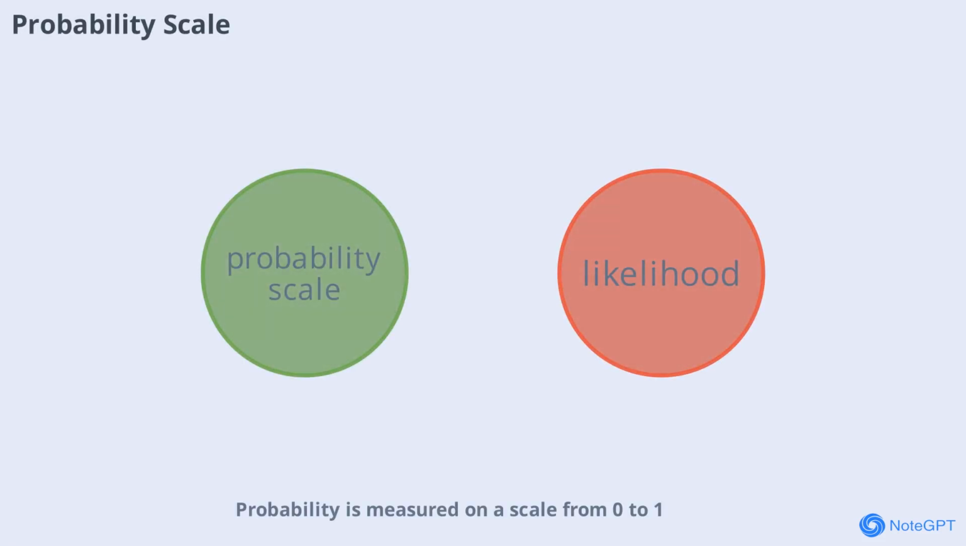Probability is measured on a scale from 0 to 1. Probability of 0 means an event is impossible, while probability of 1 means it's certain to happen. Most events fall somewhere in between. For example, the probability of flipping a coin and getting heads is 0.5. This scale helps us compare the likelihood of different events and make better decisions. Understanding where an event falls on the probability scale is a crucial skill in both math and real life.